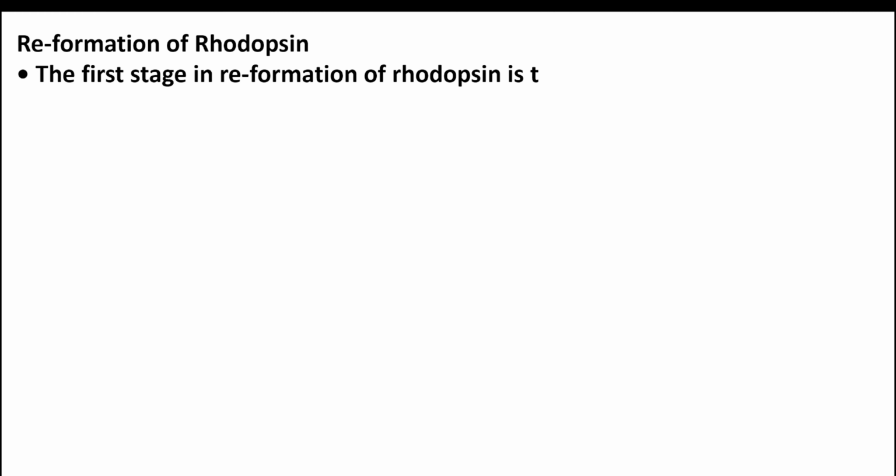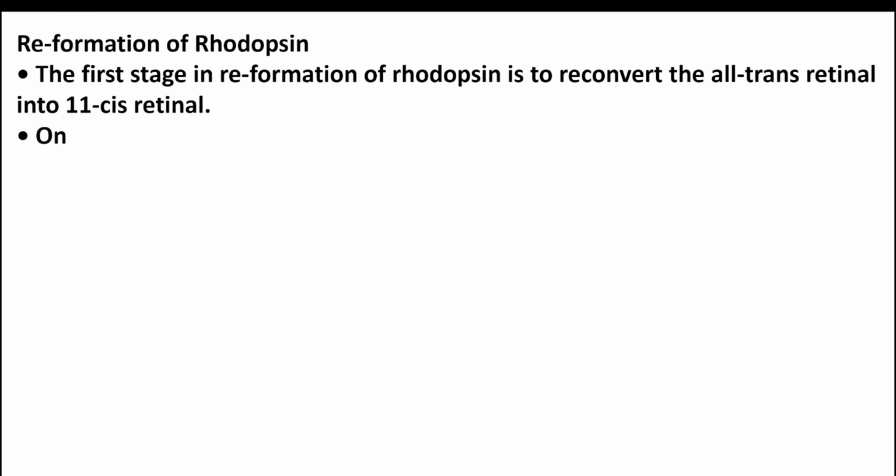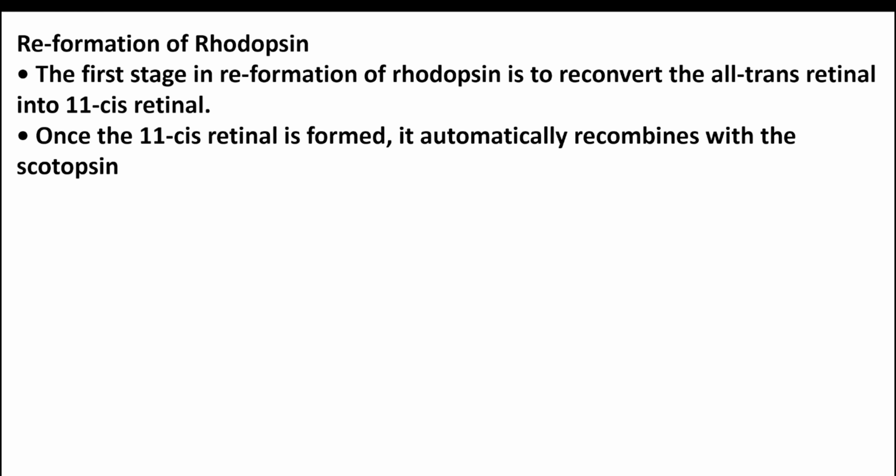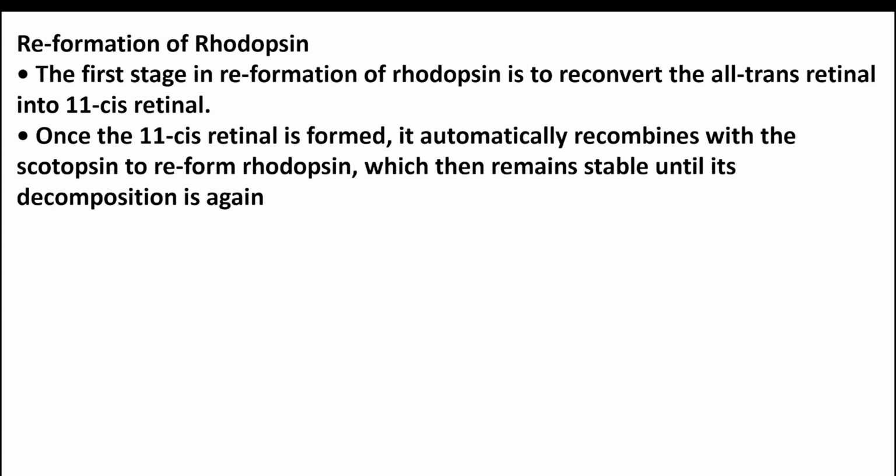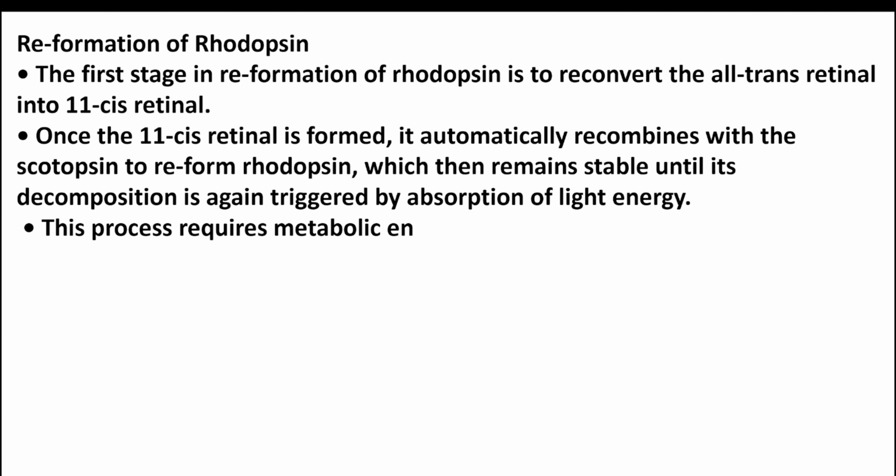Reformation of rhodopsin. The first stage in reformation of rhodopsin is to reconvert the all-trans retinal into 11-cis-retinal. Once the 11-cis-retinal is formed, it automatically recombines with the scotopsin to reform rhodopsin, which then remains stable until its decomposition is again triggered by absorption of light energy. This process requires metabolic energy and is catalyzed by the enzyme retinal isomerase.